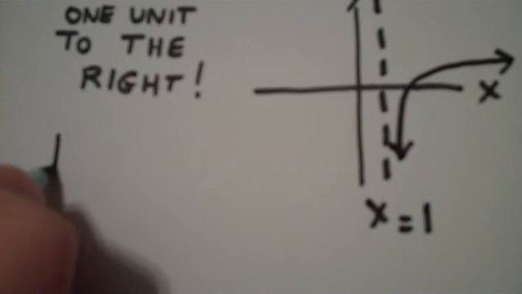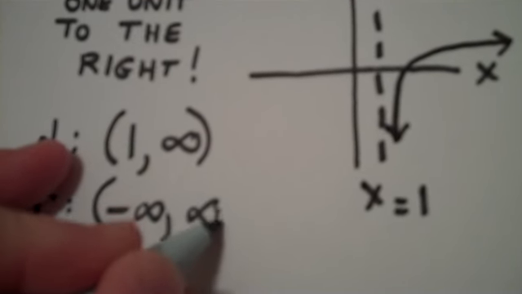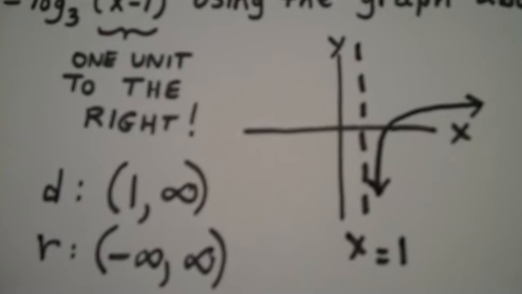If I asked you for it, the new domain would be from 1 to infinity, of course not including 1 because we have an asymptote there, and the range would remain the same, negative infinity to positive infinity. And we're done.